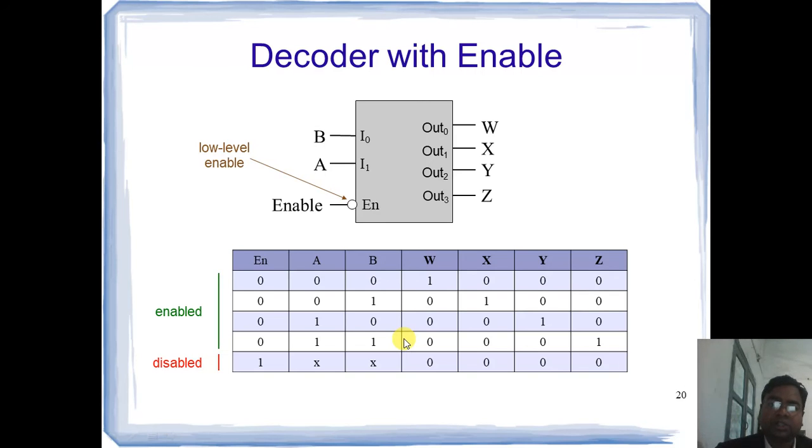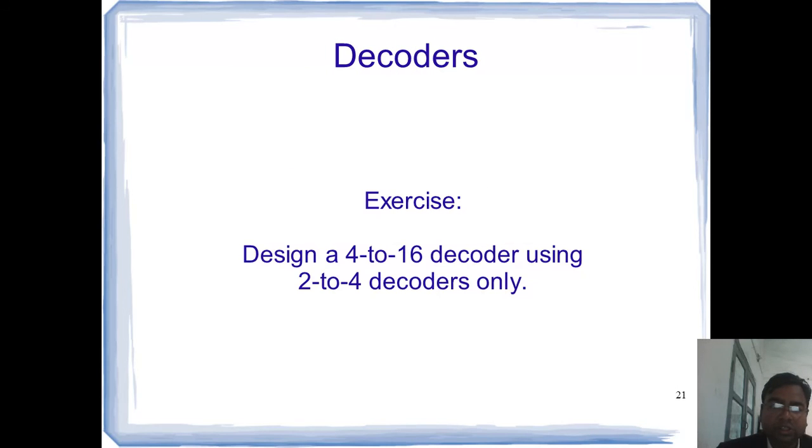You can use the enable pin for making a higher decoder from these lower decoders. If you want to construct a 4:16 decoder by using 2:4 decoders, then you have to use this enable pin. So this is an exercise for you: convert to a 4:16 decoder using 2:4 decoders. If you find any problem, then you can discuss with me.